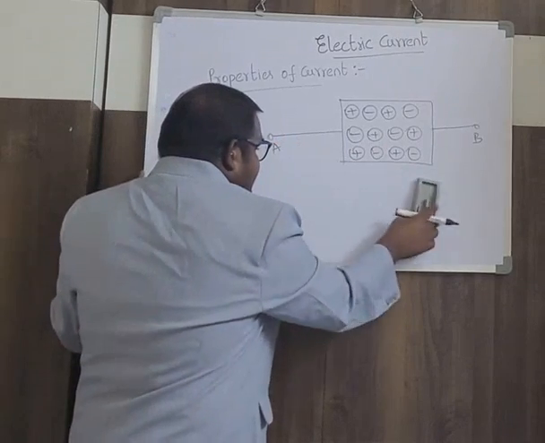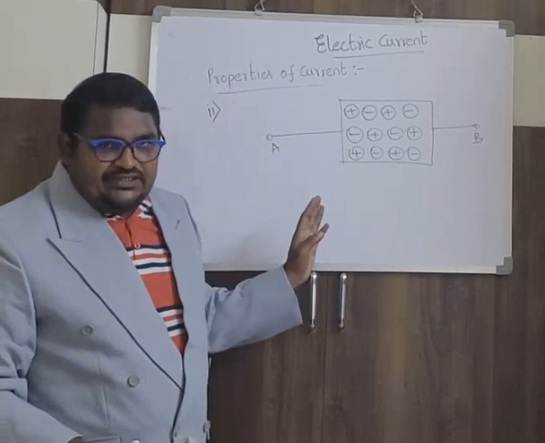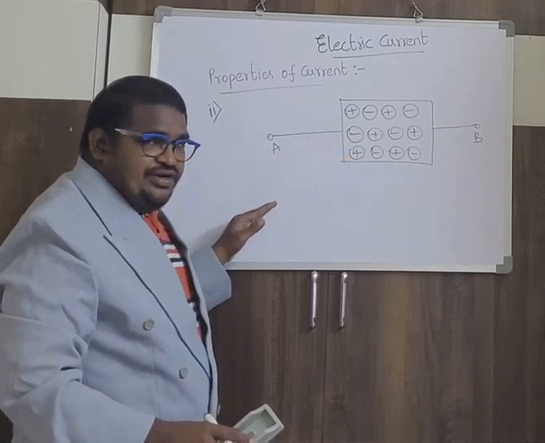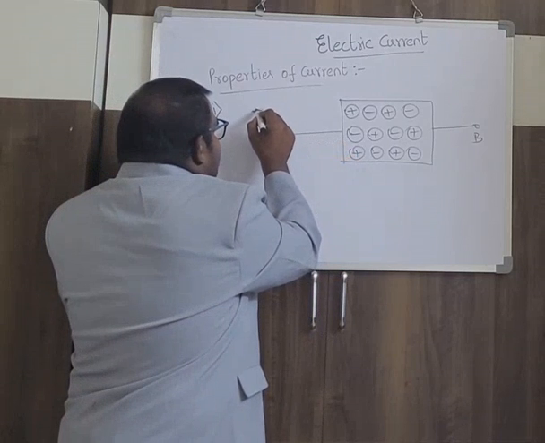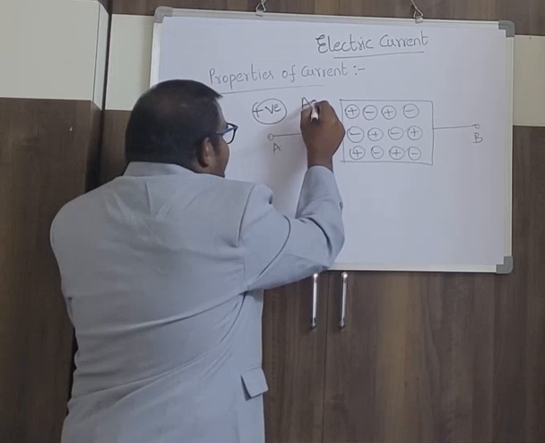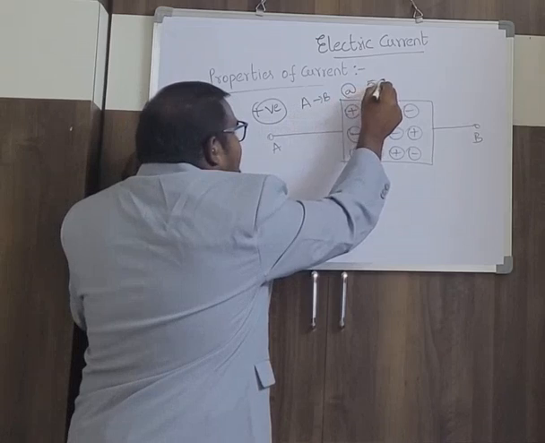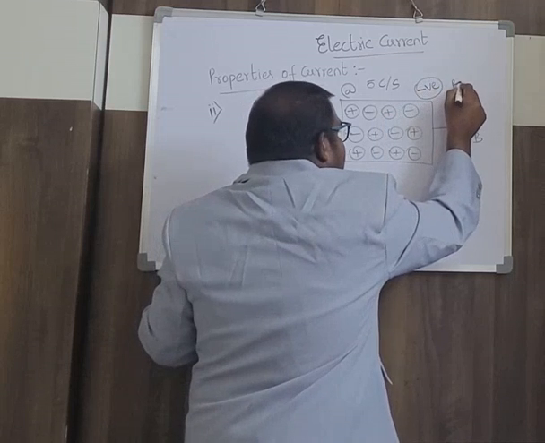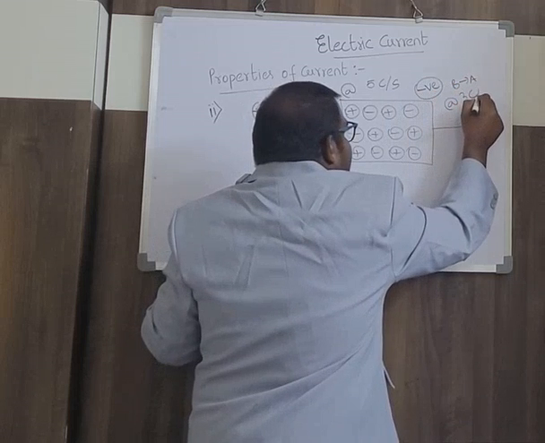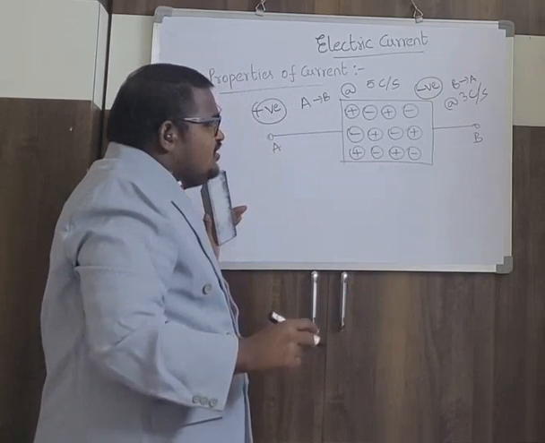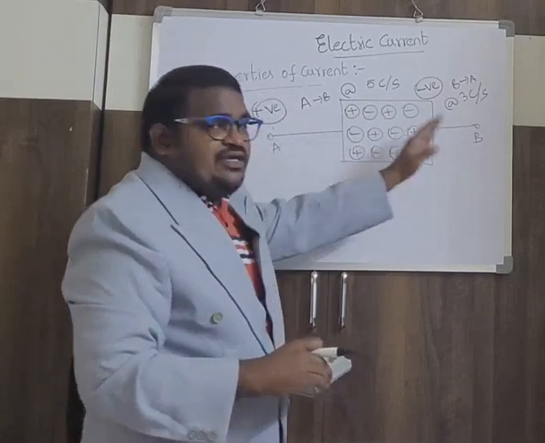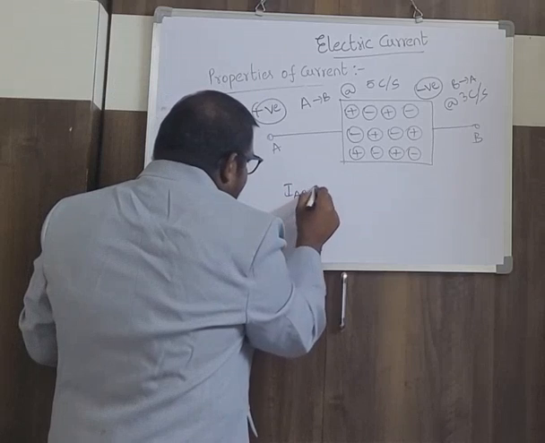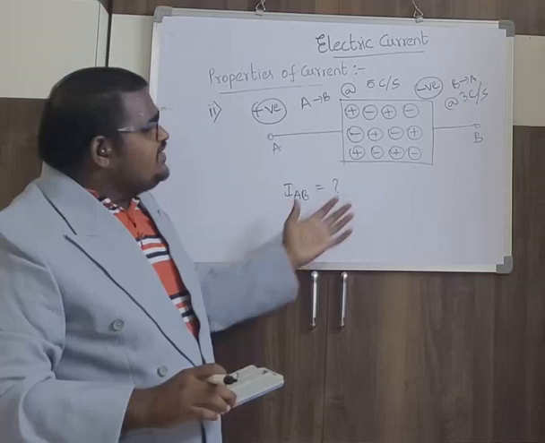Suppose, for example, in one competitive examination, a problem is asked like this. He has given the same network and the data like this. For the network as shown in the figure, positive charge moves from A to B at the rate of 5 coulombs per second, and negative charge moves from B to A at the rate of 3 coulombs per second. Then how much current is flowing from A to B? That is, you need to find IAB. This is the problem. Then what is the solution for this problem?